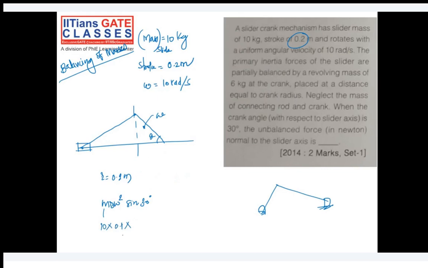If you are hesitating here, let me know. But I hope it's clear. We have studied in dynamic analysis how we can calculate the unbalanced forces. Can I proceed to the next slide? Okay. Just a minute.